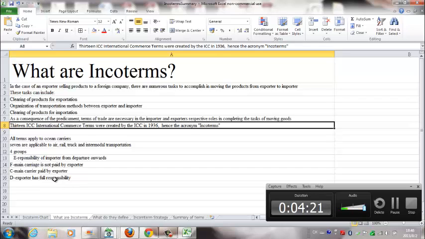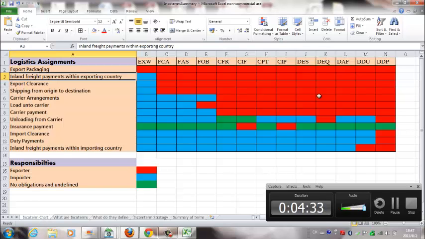And lastly, the D terms. This pretty much says that the exporter will have full responsibility in transporting the goods from the exporting country to the importing country. And we can see that right here.